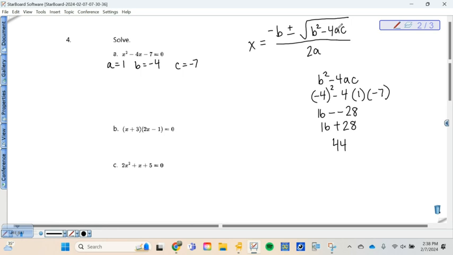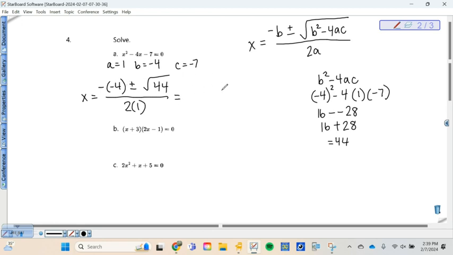So now I have 44 underneath the square root sign. Is 44 a perfect square? No, so we're just going to leave it there like that. So let's finish filling this all out. So I've got x equals negative b. So that's negative 4 plus or minus the square root of 44 divided by 2 times 1.